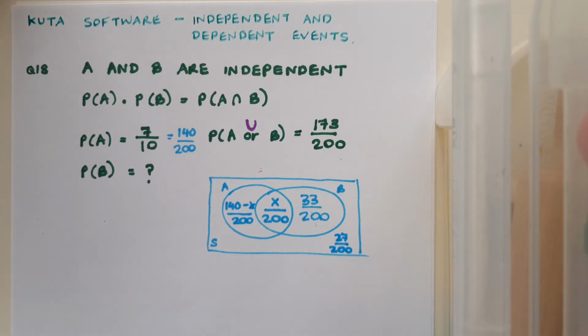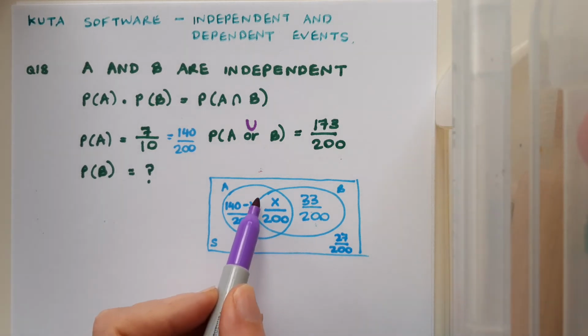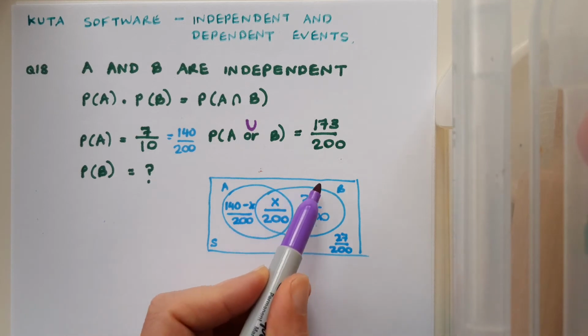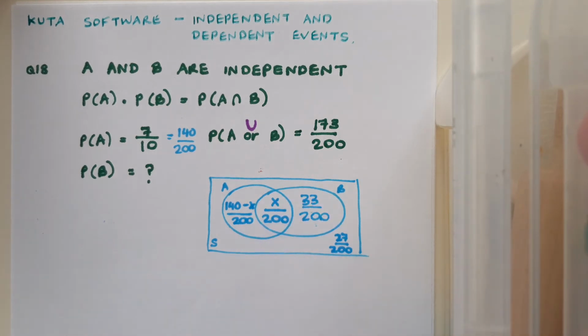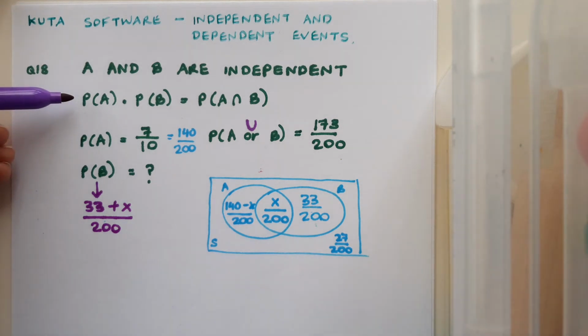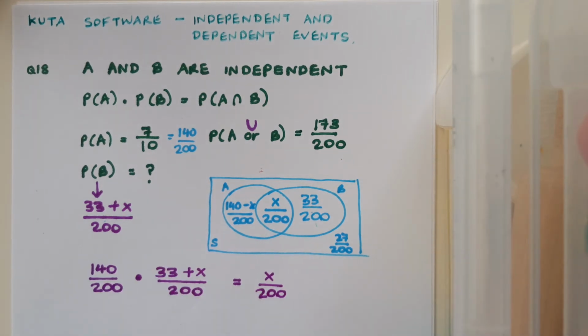So the probability of A, first of all, I know already is 7/10, or if you like, 140/200. I've got something I can write down now for the probability of B. I can say the probability of B is (33 plus x)/200 by putting these two parts together. And I'm able to say now that the intersection is x/200. So I'm going to take those values and fill them into this formula. So I've got 140/200 times (33 plus x)/200 equals x/200.